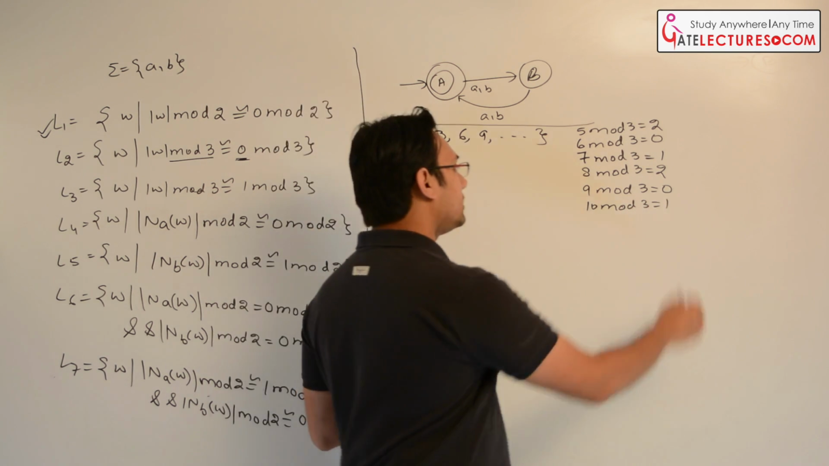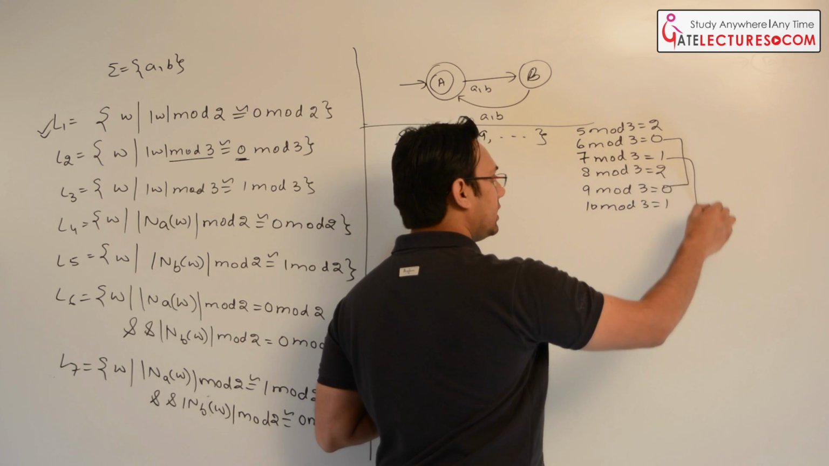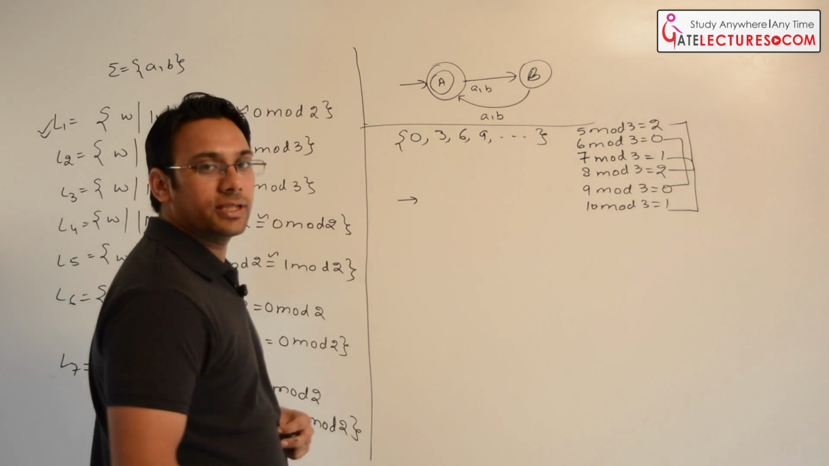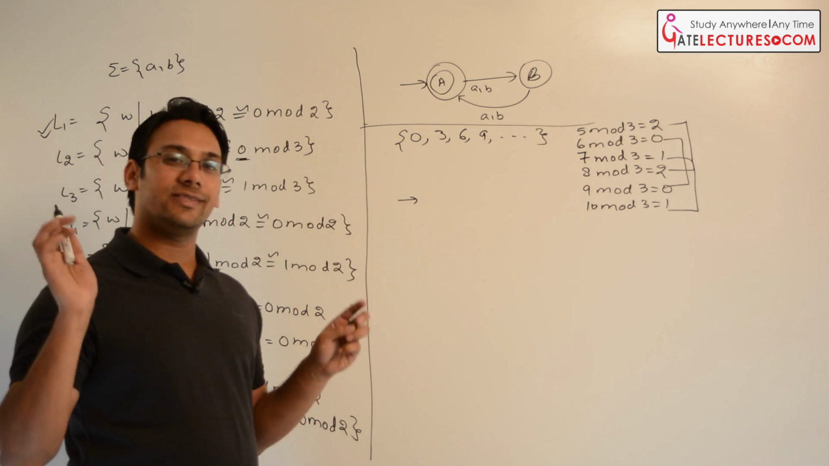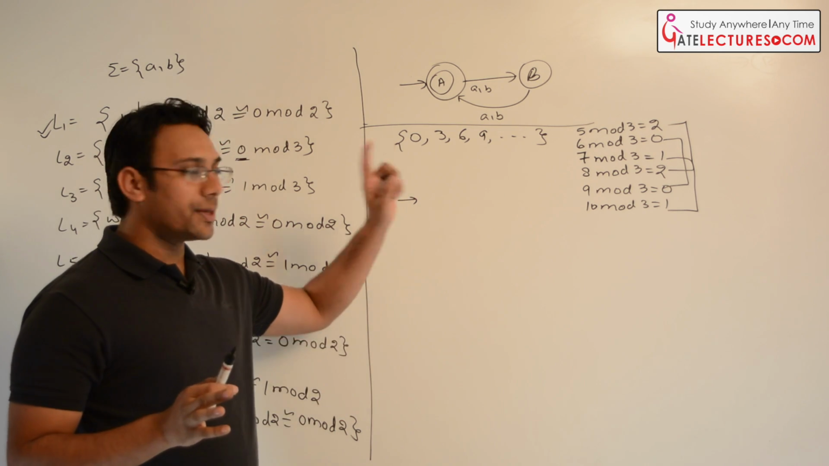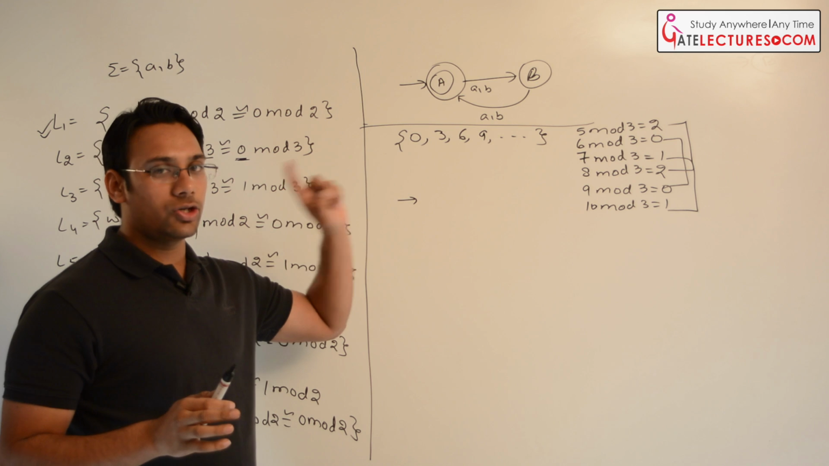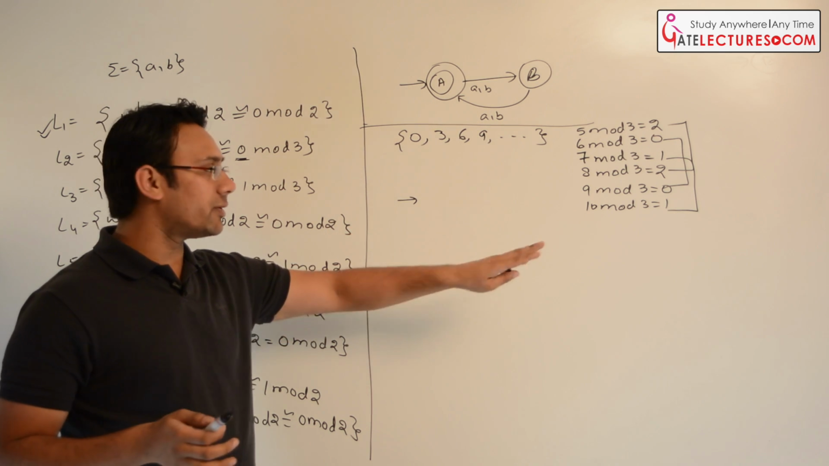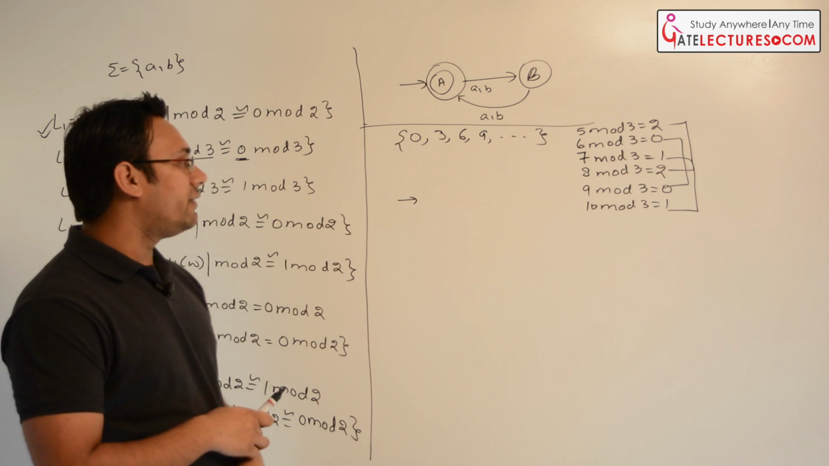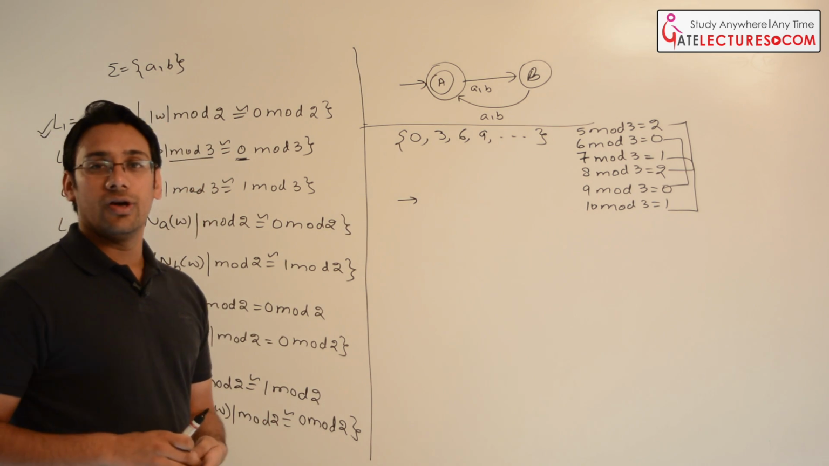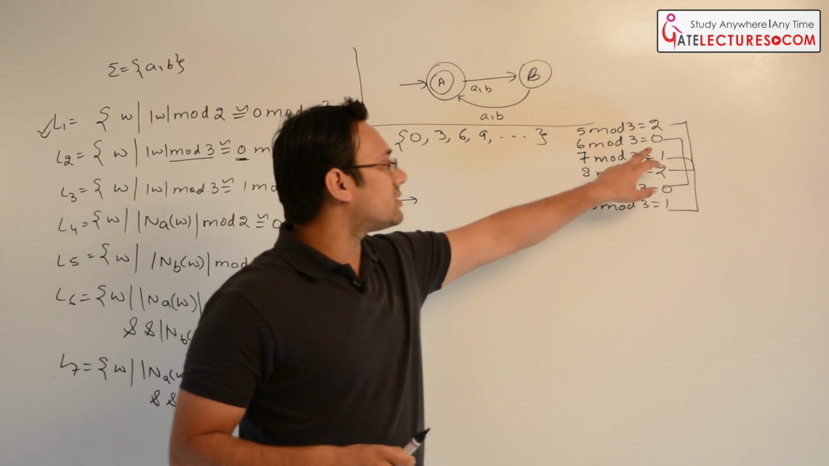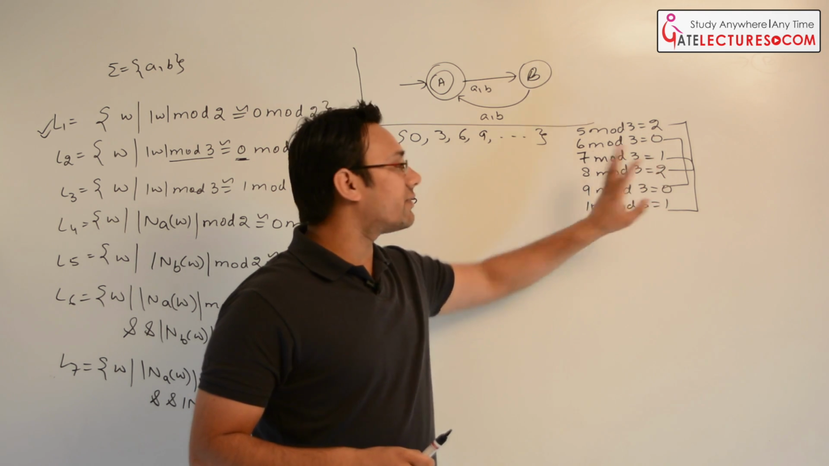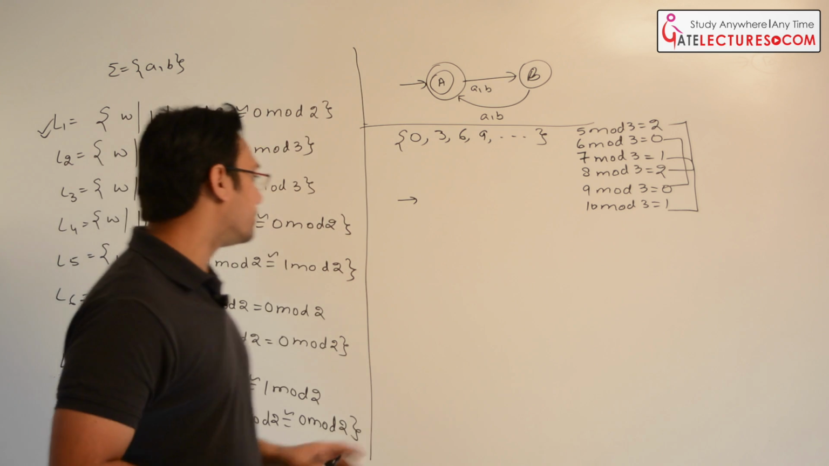That means after this interval, it is going to repeat itself. After an interval of 3, the remainder can be 0, 1, or 2. The remainder will never be 3 in this case, and will never be 4 in this case, right? So we are going to need 3 states here. One state will be representing a remainder 0, one state will be representing a remainder 1, and one state will be representing a remainder 2.